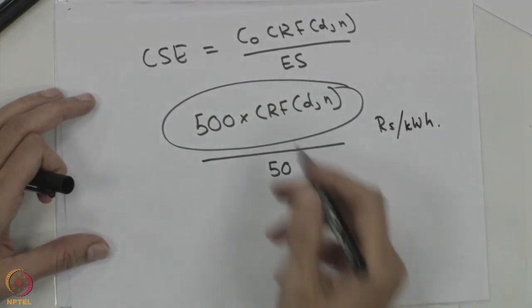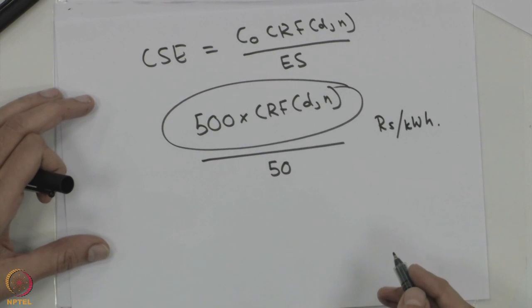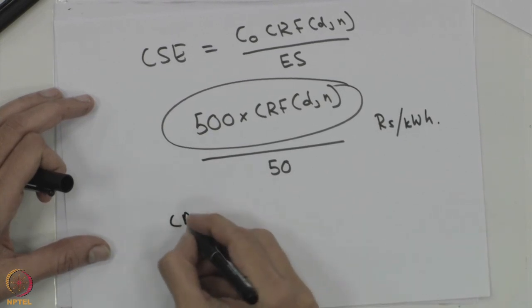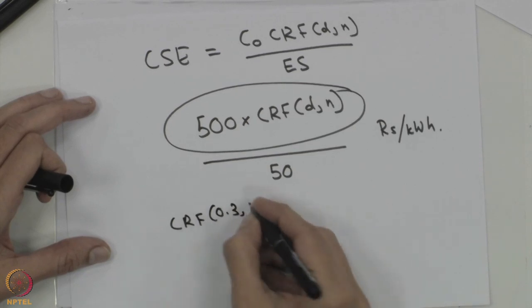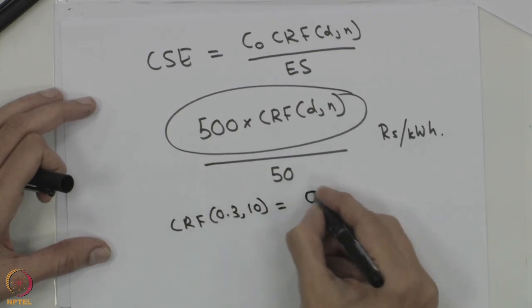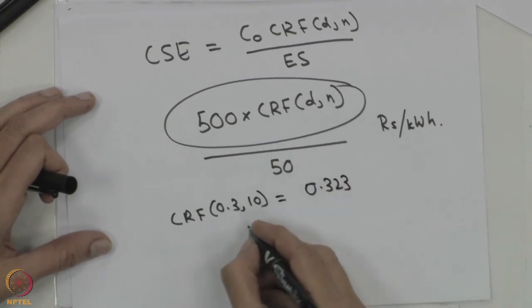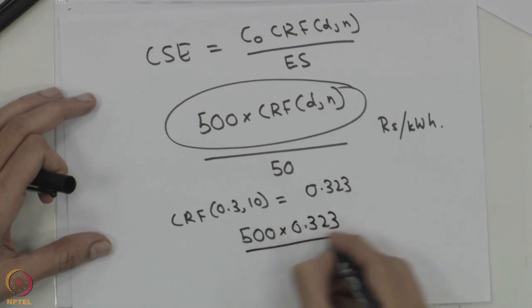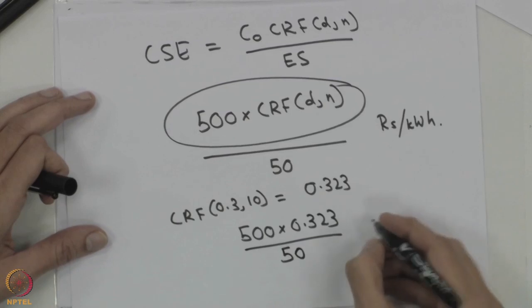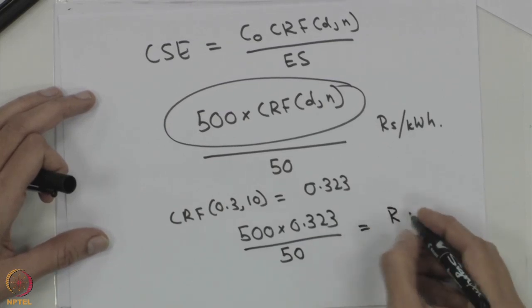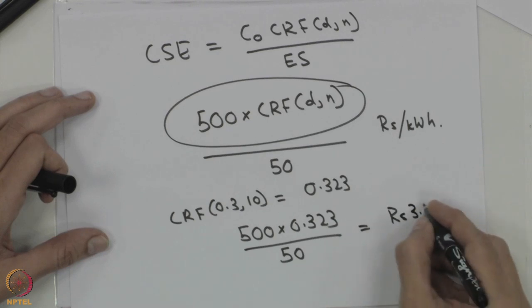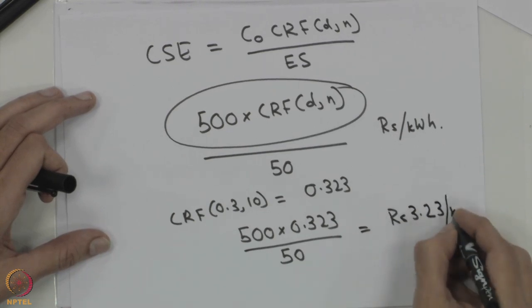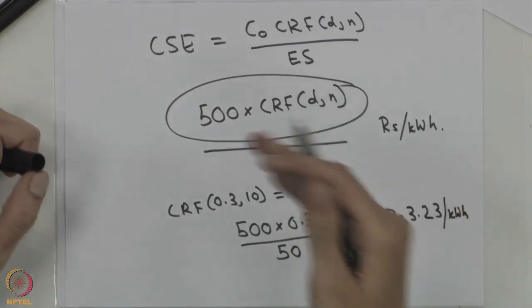Now, if we took a discount rate of 0.3, and so CRF 0.310, then this will be 0.323. We had calculated it earlier, so you get 500 into 0.323 divided by 50, and the cost of saved energy turns out to be rupees 3.23 per kilowatt hour. If your discount rate is lower, then this cost of saved energy would be lower. You can see this, I have shown you this plot.